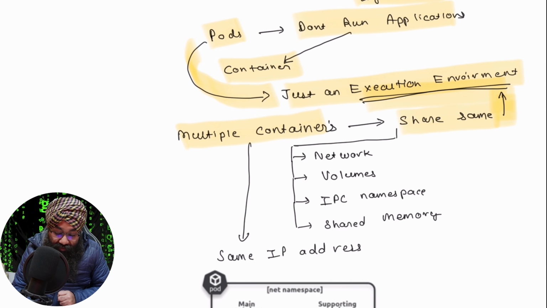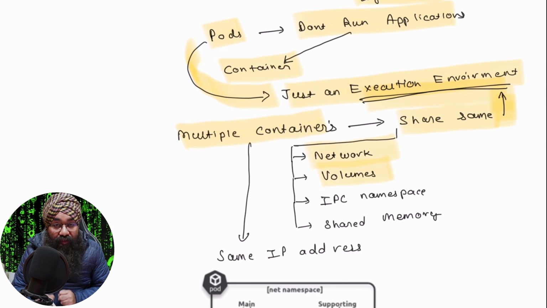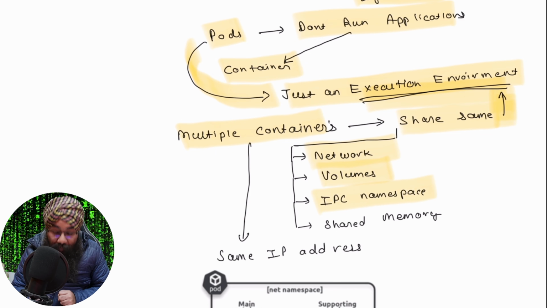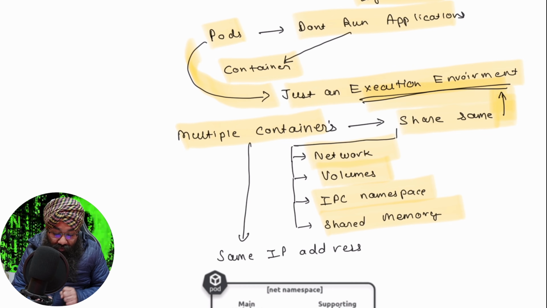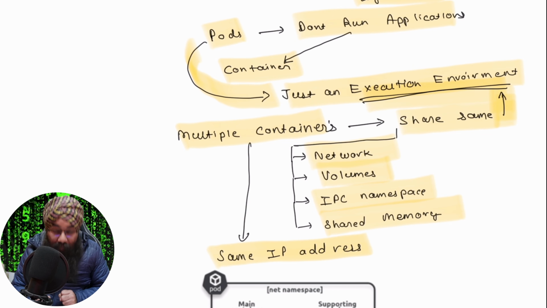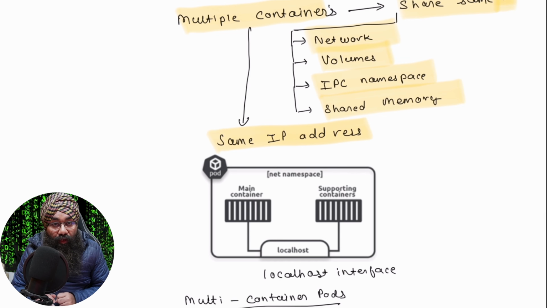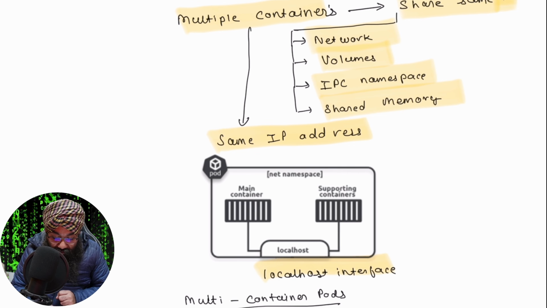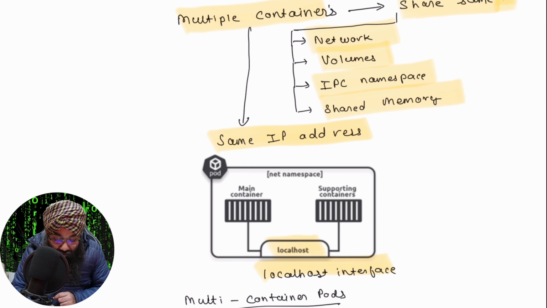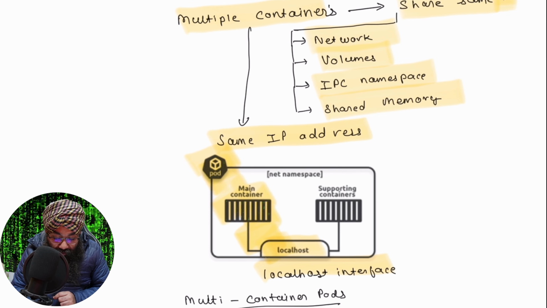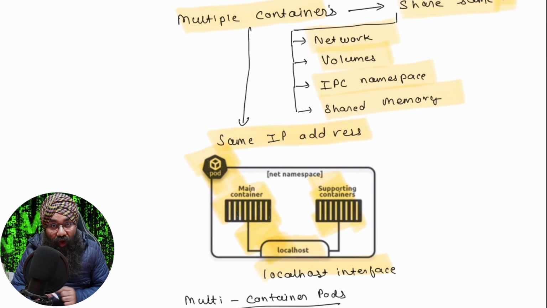So what will they share? They will share the same network. They will share the same volume. They will share the same IPC namespace. They will share the same shared memory. Multiple containers running in a pod share these things. And they will have the same IP address as well, because they are all running in the same pod. And they can talk to each other using the localhost interface. So they don't need to go to the API server to communicate with another container, because they are running in the same pod. They can simply communicate with each other using localhost.